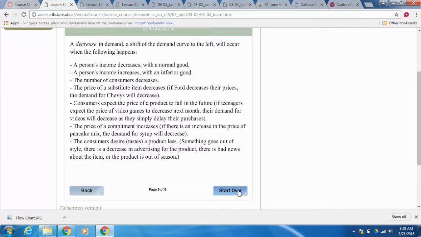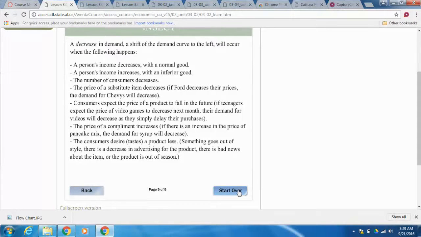Now, there will be a decrease in demand or a shift in the demand curve to the left when one of the following happens. A person's income decreases with a normal good. A person's income increases with an inferior good. The number of consumers decreases. The price of a substitute item decreases. Okay, if Ford decreases their prices, then people aren't going to buy Chevys, they're going to buy Fords.